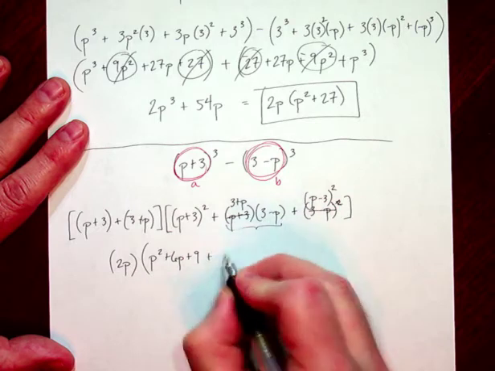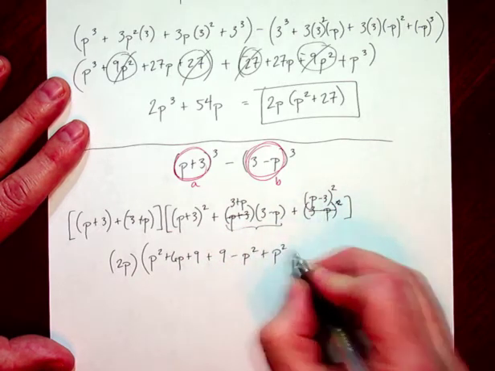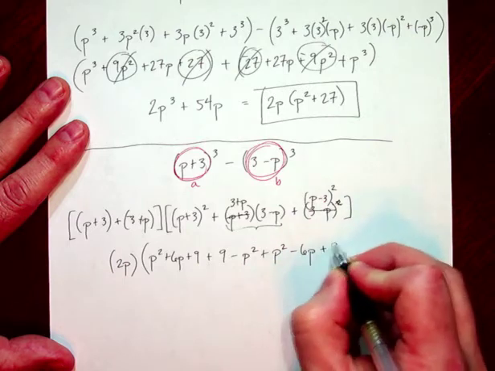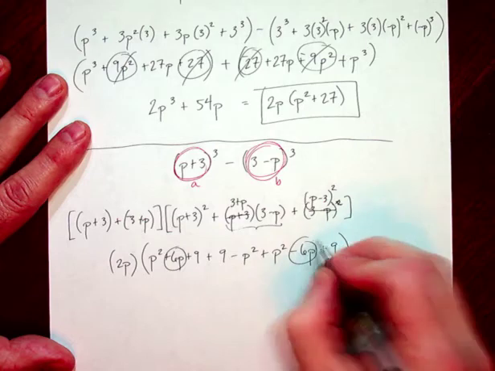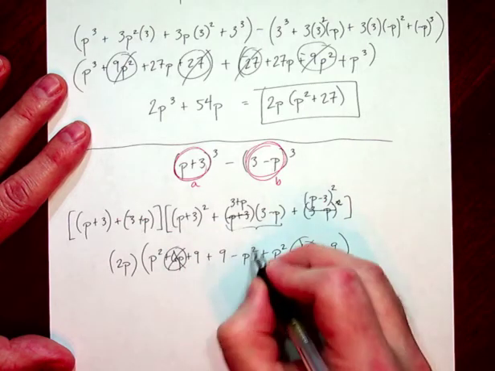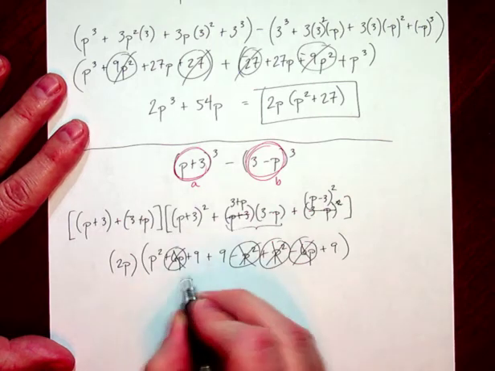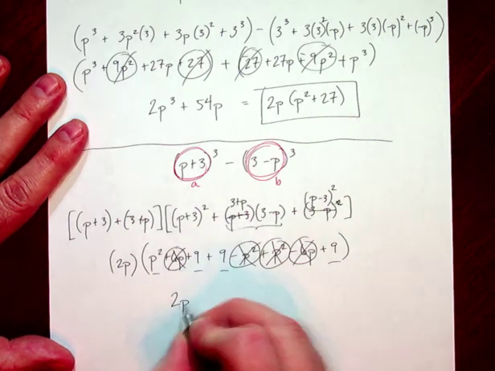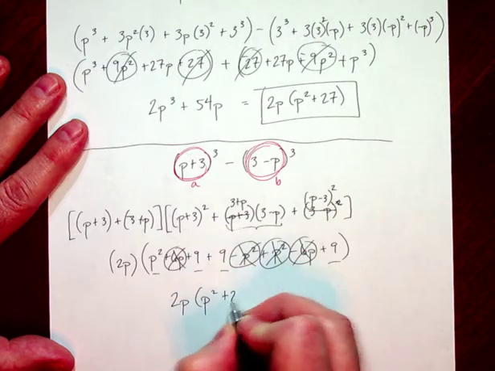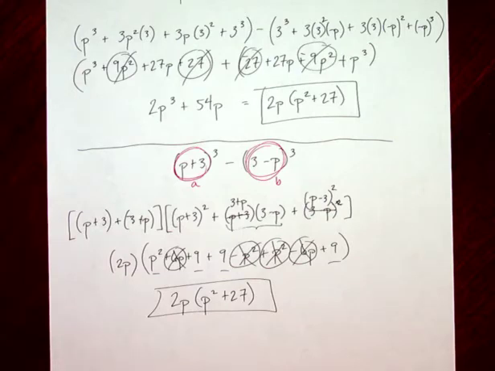This right here is 9 minus p squared, and this is p squared minus 6p plus 9. Whew. All right, 6p, negative 6p, cancel out. Negative p squared, positive p squared, cancel out. And all I'm left with here is a p squared and 3 9's. So it's 2p, p squared plus 27, and that is exactly what I got above. Okay?